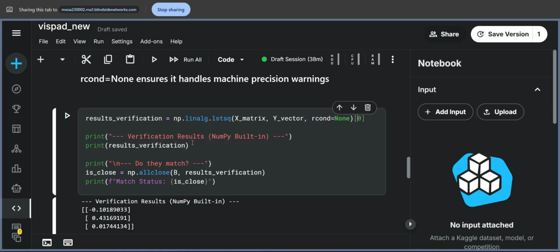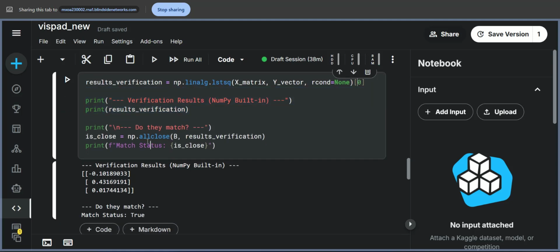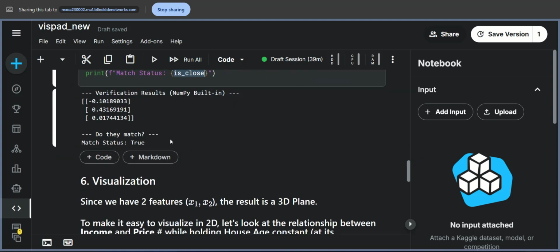So we find the result verification, and then we check whether the b that we found using the matrix is close to the b from the optimized way of solving, right? Then you check, is it close? This one gets the difference between these two values. If it's less than 0.0000001, then it means they are very close. So do they match? Then you say that it is true, right?